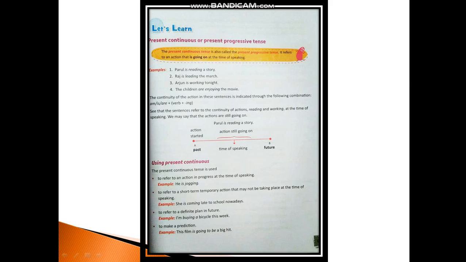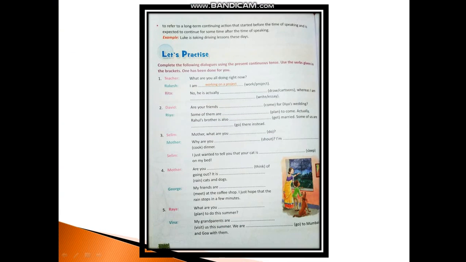Okay. Or to make a prediction, this film is going to be a big hit. Whenever you are predicting something, then also you can use present continuous tense. And lastly, to refer to a long term continuing action that started before the time of speaking and is expected to continue for some time after the time of speaking.